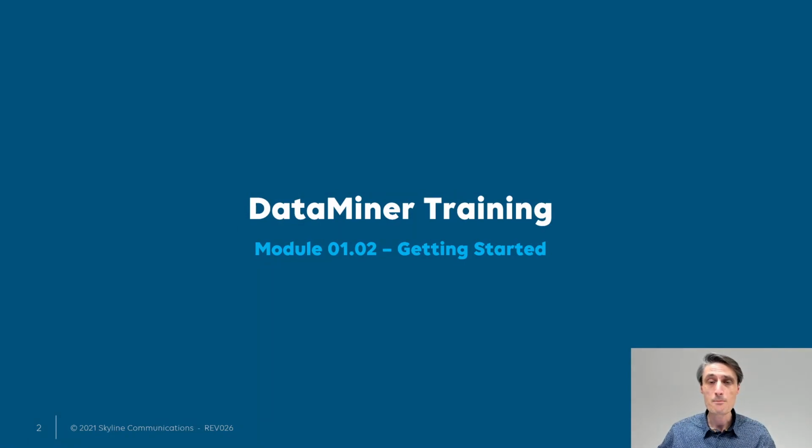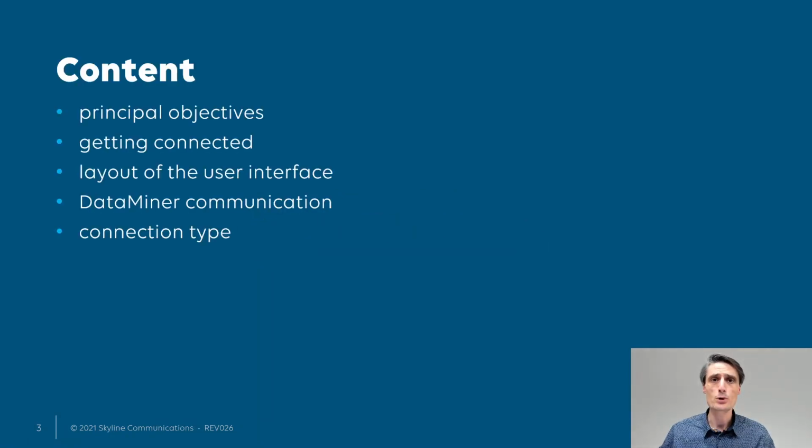So getting started, we will first talk a little bit about the principal objectives of the DataMiner Cube application, and then we will immediately dive into the getting started. Basically open up a web browser, navigate to our system, download the application, install it, logging in and connecting to our DataMiner system. Once we have that done, we will take a closer look at the general layout of our Cube application, what we can find in there, the goodies in the header bar, things like that. And to wrap it up, I'll briefly mention some words about the DataMiner communication that is happening between the client and the server and the connection type there.